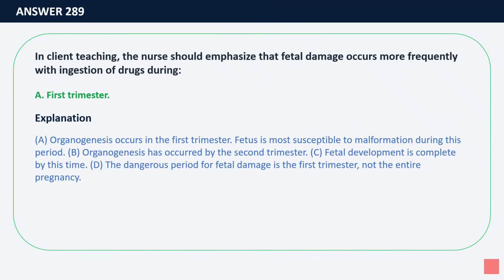Answer: A. First trimester. Explanation: A. Organogenesis occurs in the first trimester. Fetus is most susceptible to malformation during this period. B. Organogenesis has occurred by the second trimester. C. Fetal development is complete by this time. D. The dangerous period for fetal damage is the first trimester, not the entire pregnancy.